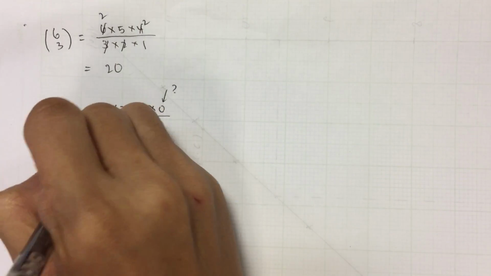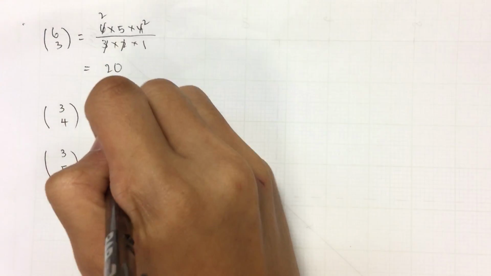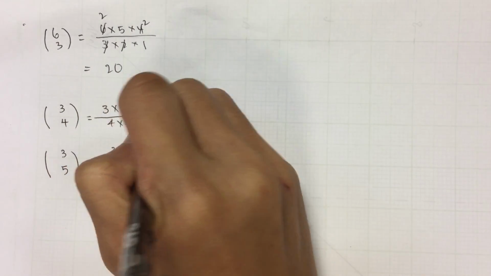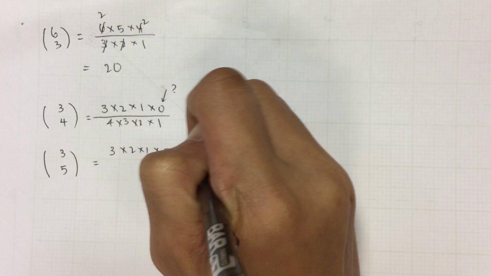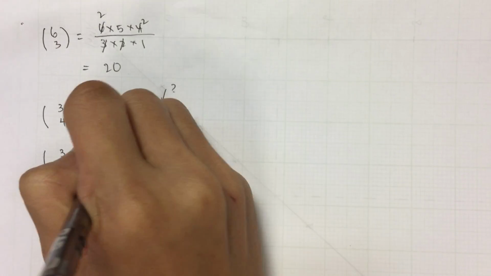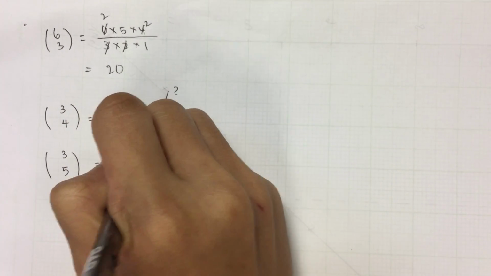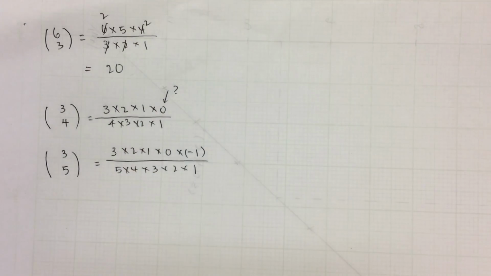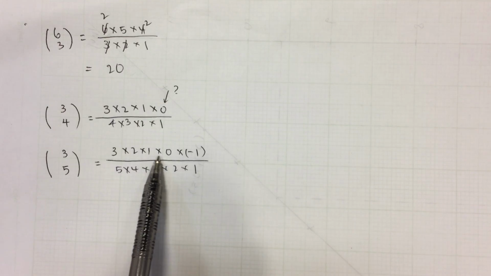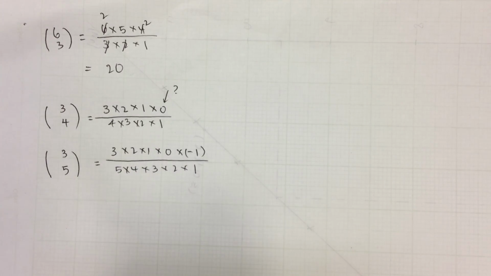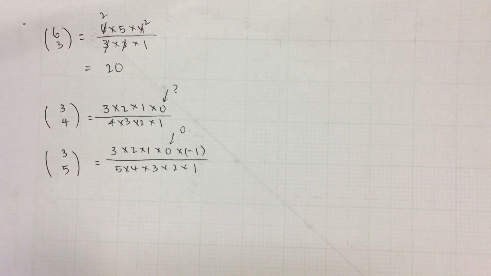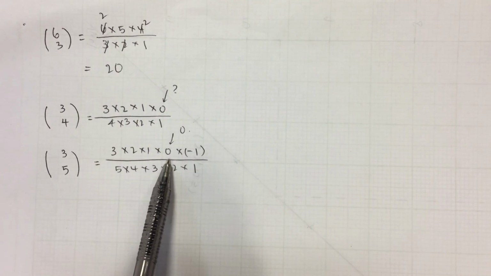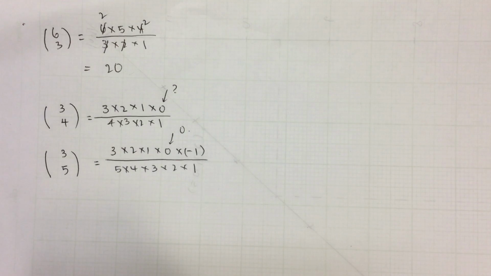Let's try this one again. 5 items. Maybe -1, over 5 times 4 times 3 times 2 times 1. So what is going to happen to the numerator? It's going to become 0 again. So it doesn't really make sense for us to have this 0, because in the end, once the 0 appears, the whole thing is going to become 0.